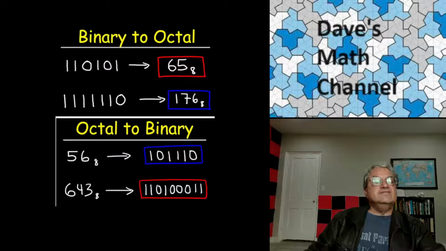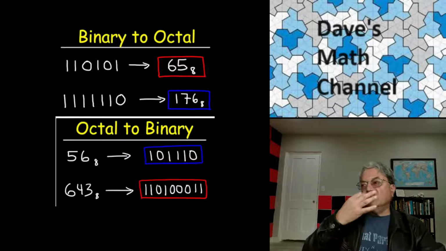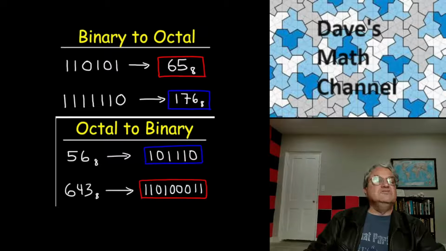And then let's look at the last example. 1111110. That's 7 bits. But remember, we always have to have a multiple of 3, so we have to add 2 zeros to the left. And if you did that and you grouped everything the way I showed, you would get 176 in octal.